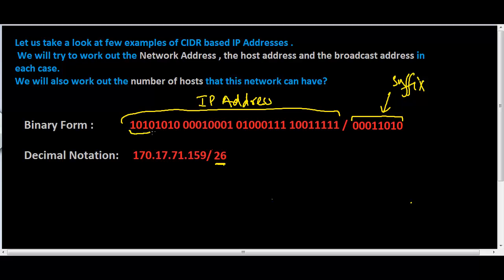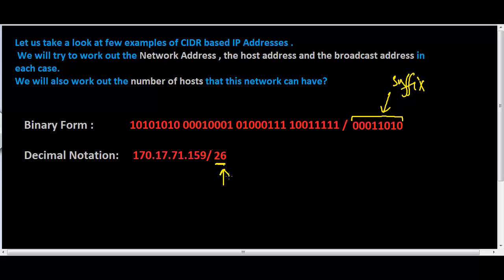When we convert these 8 bits, they come out to be 170. When we convert these 8 bits into decimal, they should come out to be 17, and when we convert these 8 bits, they should be equal to 71, and then these 8 bits are most likely going to be equal to 159. You should try converting these, and hopefully the values that I have worked out here have been worked out correctly.